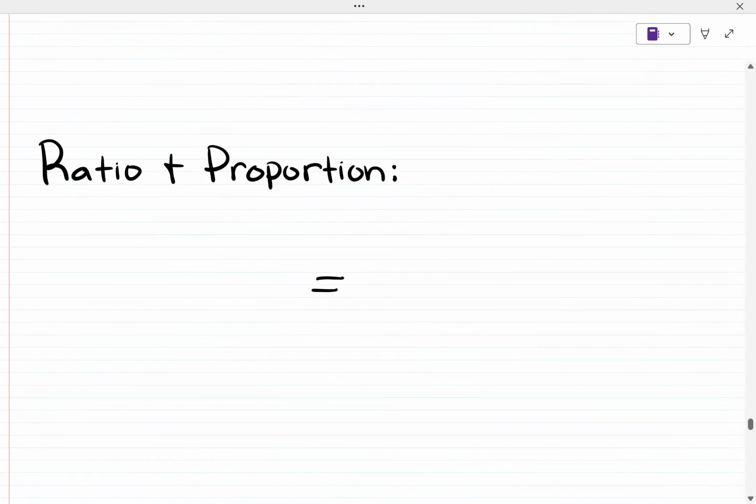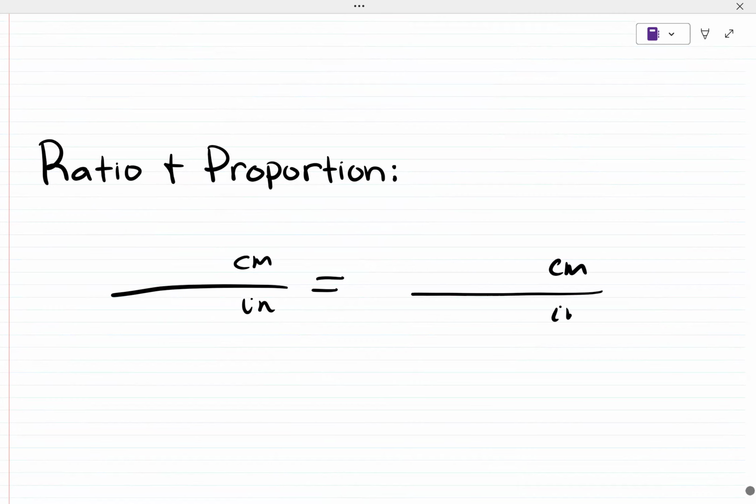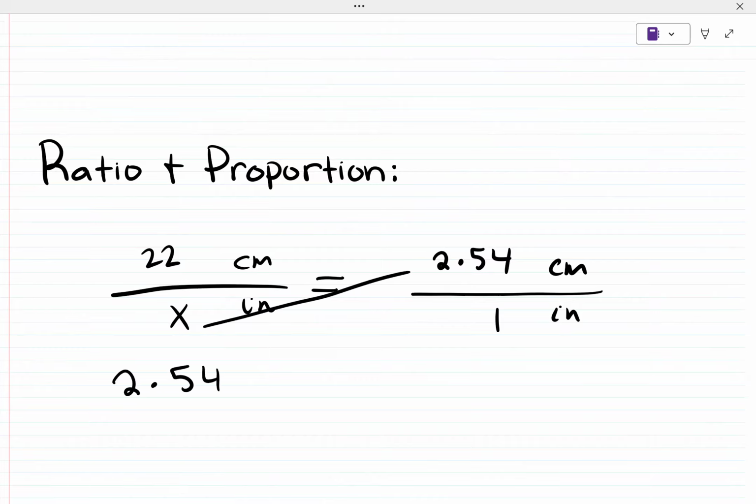Okay, ratio and proportion, fraction, centimeters on the top, inches on the bottom. So we were given 22 centimeters. Our unknown is inches. What's the relationship between inch and centimeters? For 1 inch, there's 2.54 centimeters. Cross multiply, so that's 2.54x, and then 1 times 22 is 22. And then divide this by 2.54.